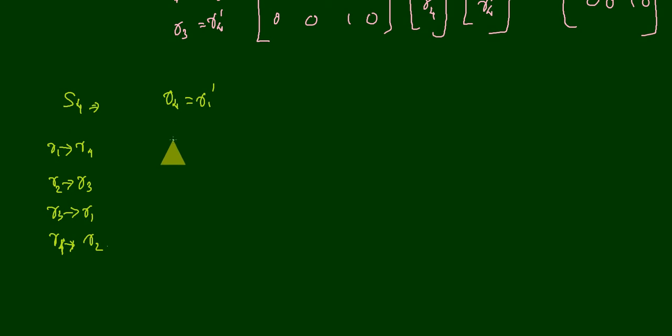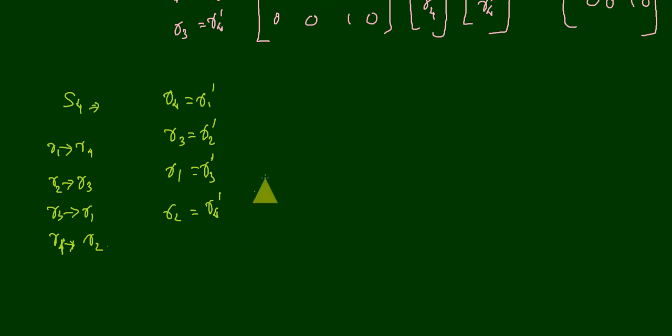Okay, and R2 dash is equal to R3. So R3 is equal to R2 dash. And the new position of R3 is R1. Okay, therefore R3 dash is equal to R1, and R4 dash, the new position of R4, is equal to R2. So these are the equations here.